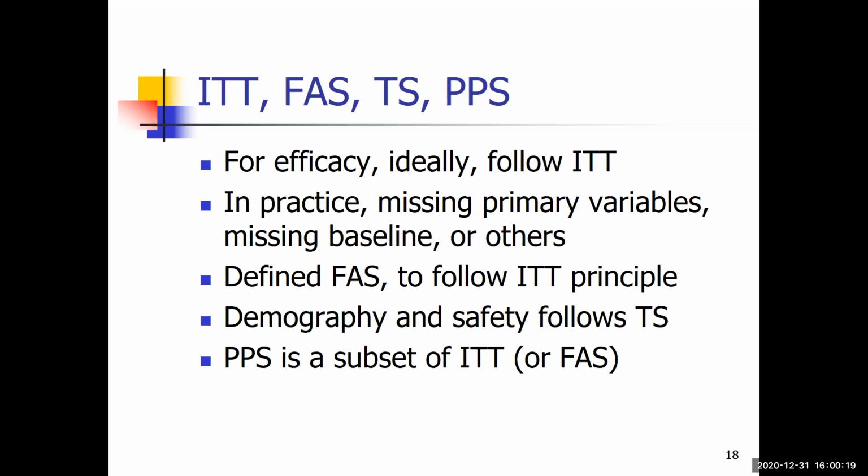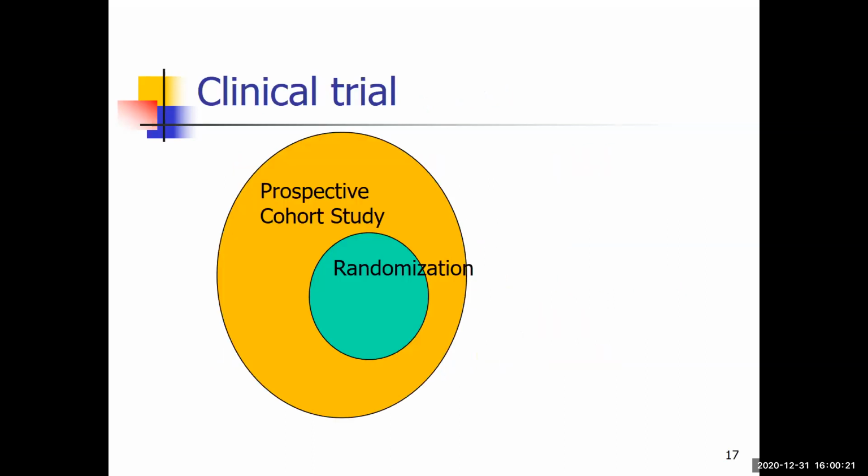And last time I mentioned that a clinical trial can be thought of as part of a prospective cohort study. And among all the prospective cohort studies, if you perform randomization, you're talking about clinical trials. So that's one way of looking at these two circles.